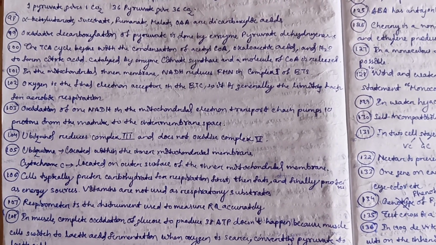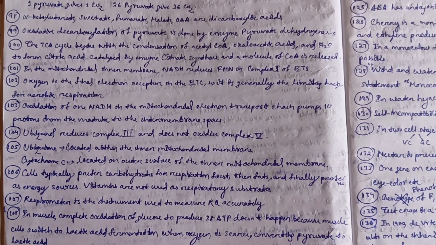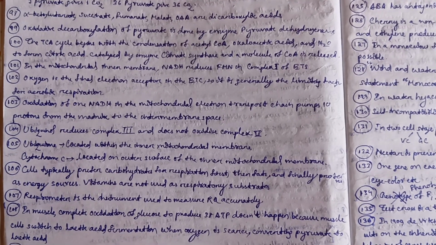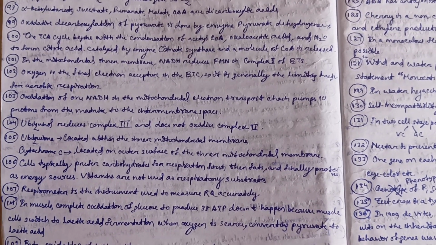Ubiquinone is located within the inner mitochondrial membrane. Cytochrome C is located on the outer surface of the inner mitochondrial membrane.